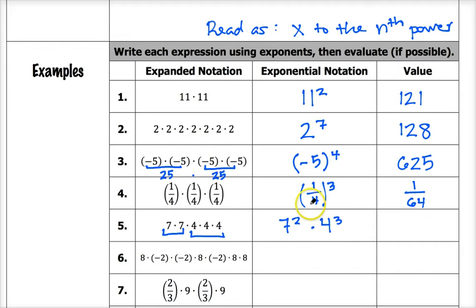7 squared times 4 cubed would be the same thing as 49 times, and then 4 cubed we talked about already up here is 64. When you take 49 times 64, I'm not going to work through this because I know you know how to do 2-digit multiplication, but you end up getting the number 3,136. So that's the value of 7 squared times 4 cubed, 3,136.